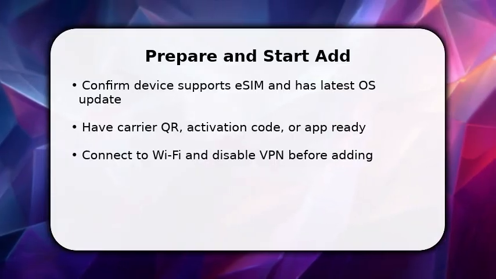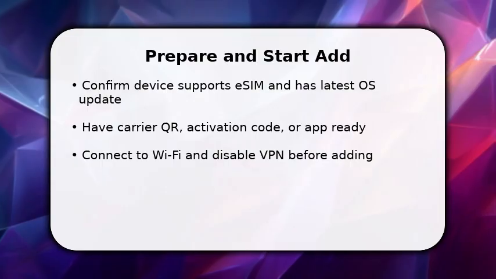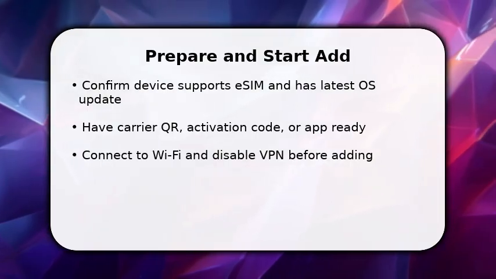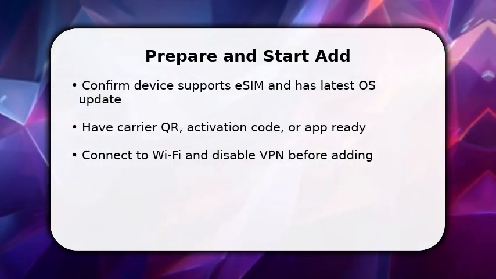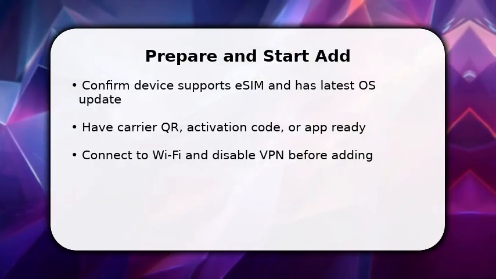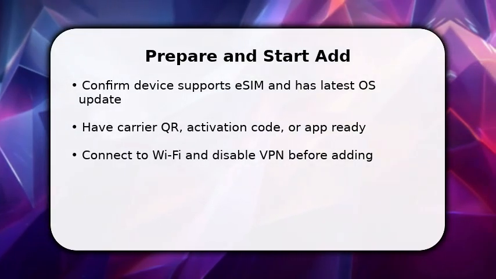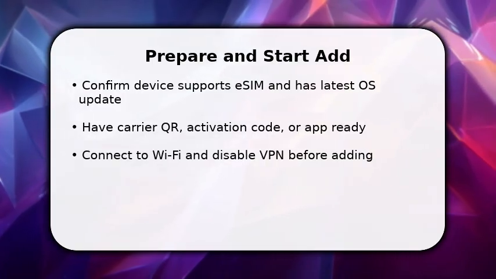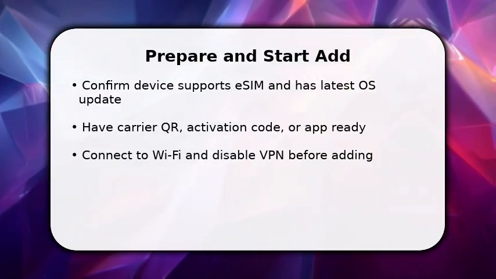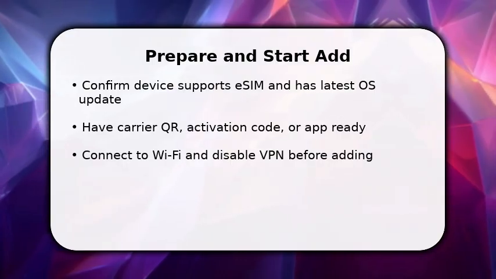You'll begin by confirming support and gathering credentials. eSIM requires a compatible phone and the carrier's QR or activation code. Once ready, open Settings, go to Cellular or Mobile Data, and tap Add Cellular Plan. Use your camera to scan the carrier QR code.